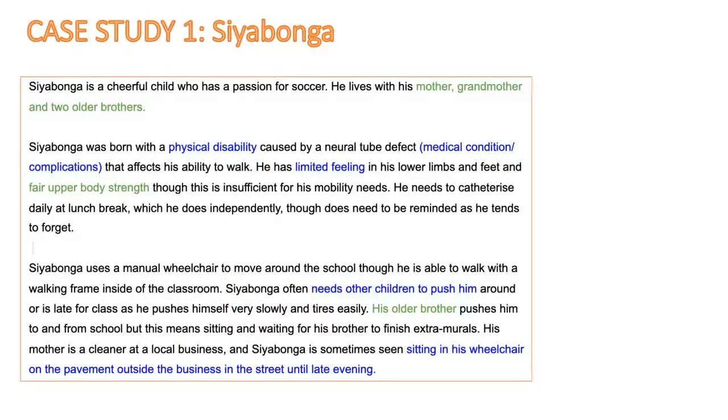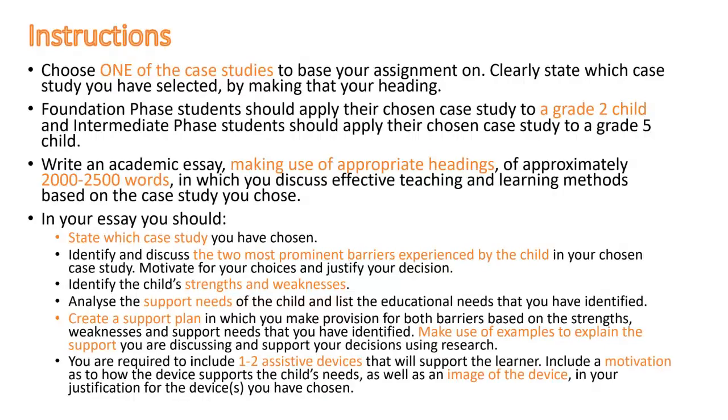Correct. Be very specific, because if you mess up and you put case study 1 and you do Fazana, then I must be able to see that it's Fazana you're talking about. All right. Make sure you've got the right name with the case study, please. Otherwise, you're going to confuse me. Then, foundation phase, you are going to aim at a grade 2 child. Right. So because you guys are foundation phase students, you are focusing on a child in grade 2.